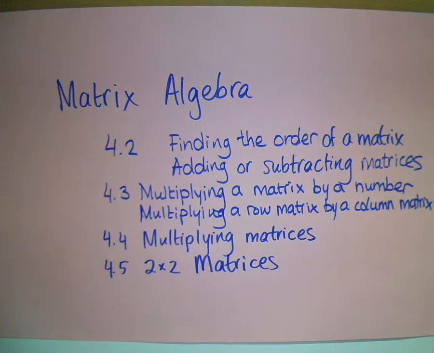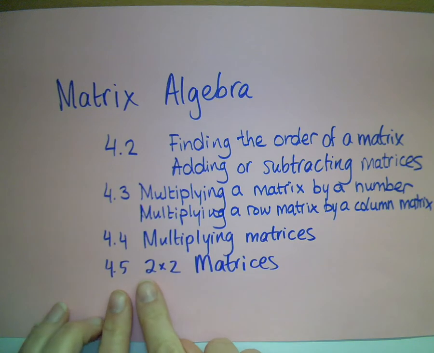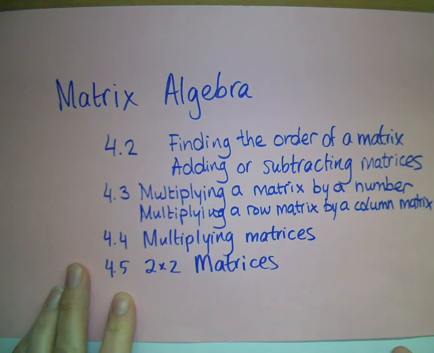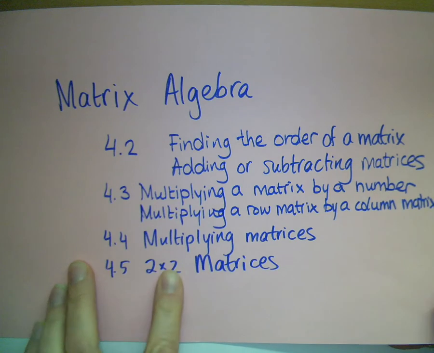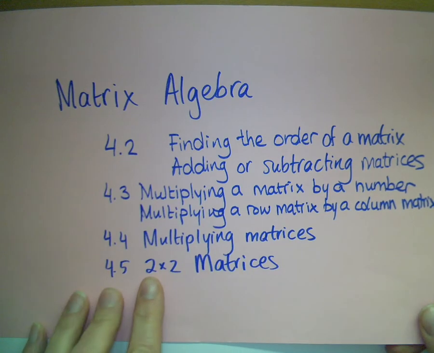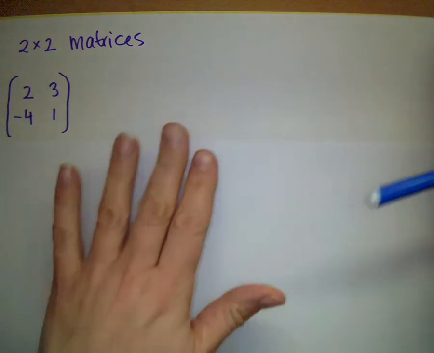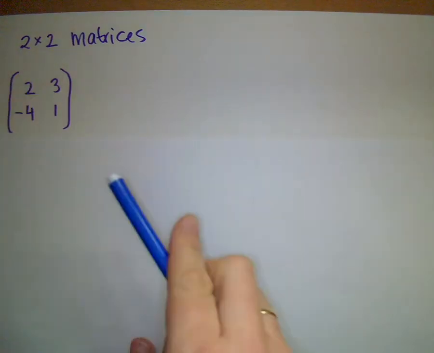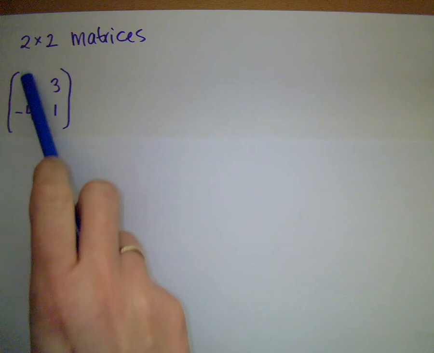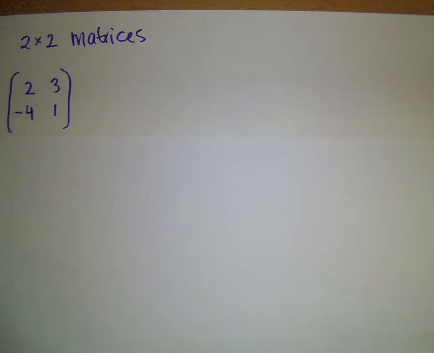We're moving on to section 4.5. We're going to look at 2 by 2 matrices and the special things that we can do with those. So it's only going to be matrices of the size 2 rows by 2 columns today. Look, we have a 2 by 2 matrix here, 2 rows, 2 columns. I want to tell you what a 0 matrix is. So I'm really just going to explain 3 new terms to you and a little bit about their use.